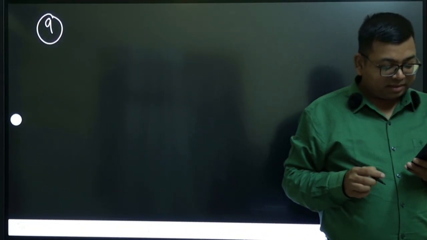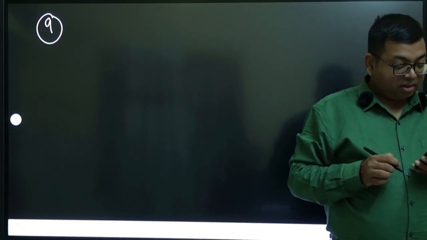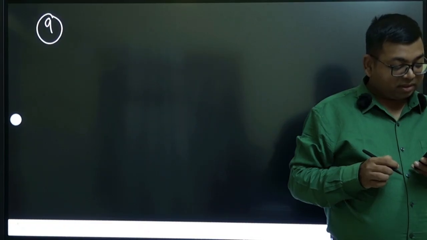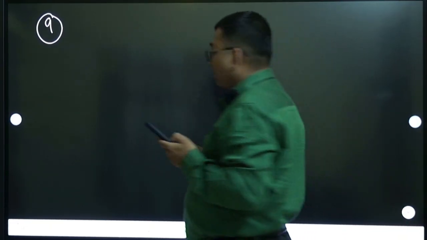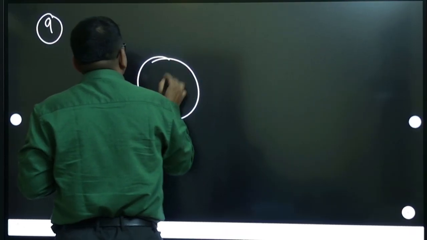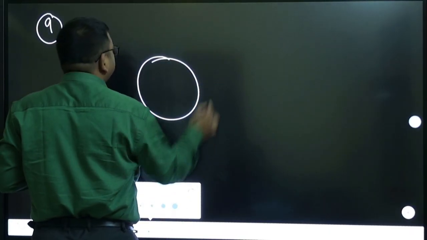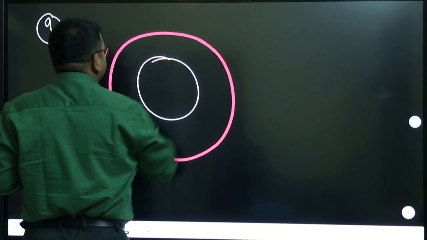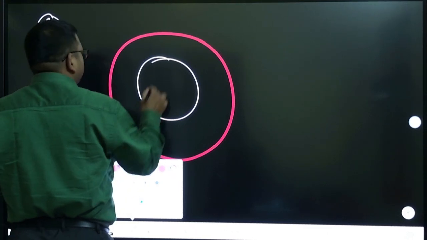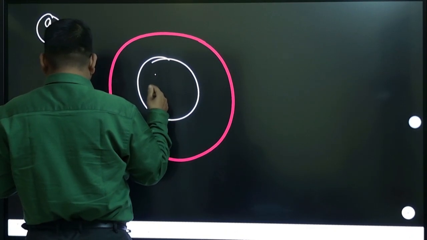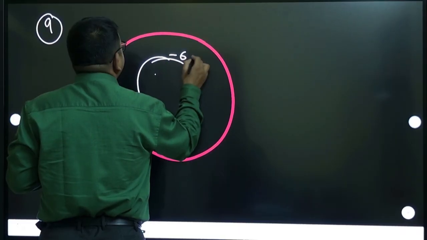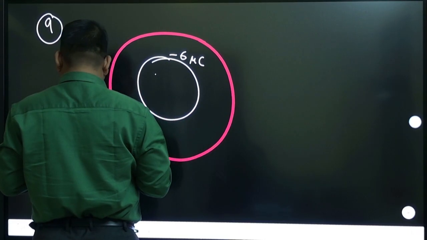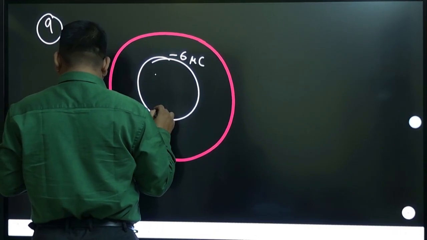Question number 9. A conducting sphere carries a net charge of -6 microcoulomb. The sphere is located at the center of a conducting spherical shell. So there are two things: one is a shell, one is a sphere. Let me draw the shell like this. A shell means it is completely hollow, and the sphere is completely solid. The charge on the sphere is -6 microcoulomb.